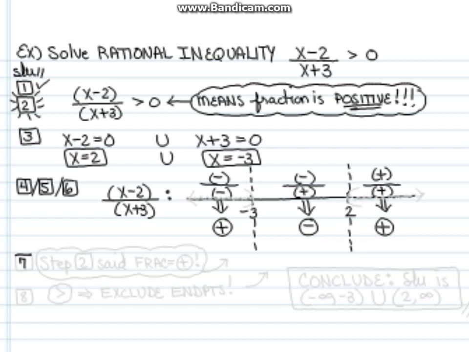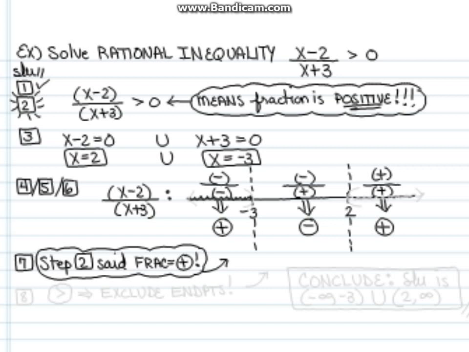Now we're ready to go to step 7, reminding us what happened in step 2. In step 2, it said that the entire fraction that we're working with has to be equal to a positive. That means we're only going to shade the regions in this graph, x values, for which the product, the entire fraction, is positive. And you'll see where we shaded it. We shaded the region for the values of x that are smaller than negative 3 and for the values of x that are greater than 2, because those are the regions where the x values gave us the positive sign on the entire fraction in those two regions.